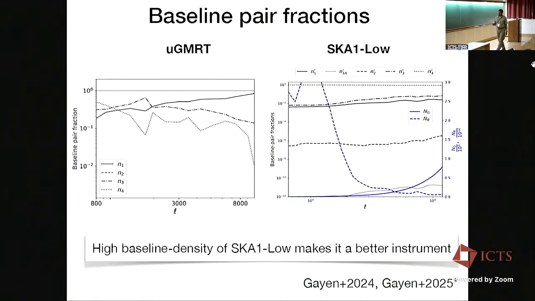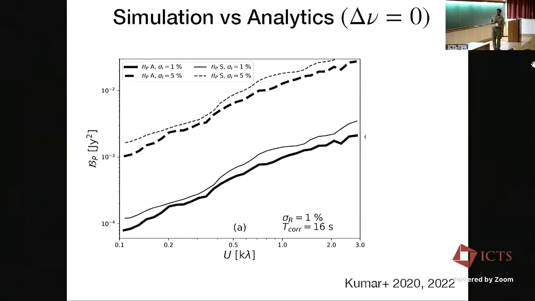This is about the baseline pair fraction. One case is uGMRT, one case is SKA1-Low. What you immediately notice is that the baseline pair of type 4, which is this one, is quite less in the case of the uGMRT observations. On the other hand, that is the one which dominates SKA1-Low, which is a good sign because then SKA1-Low, because of its compact baseline densities, will have much less noise compared to the other cases.